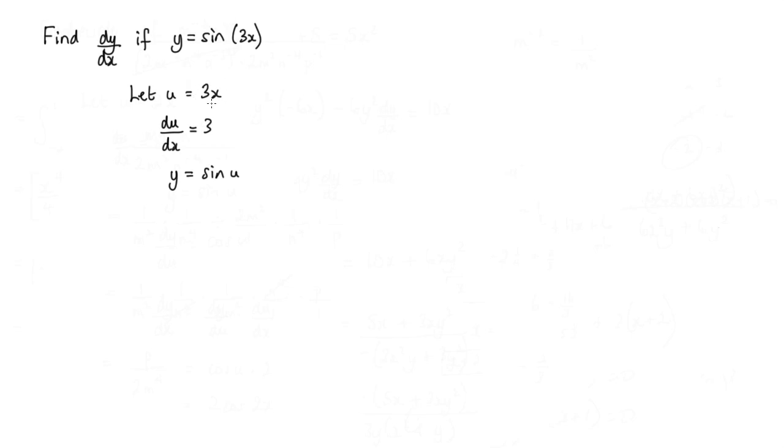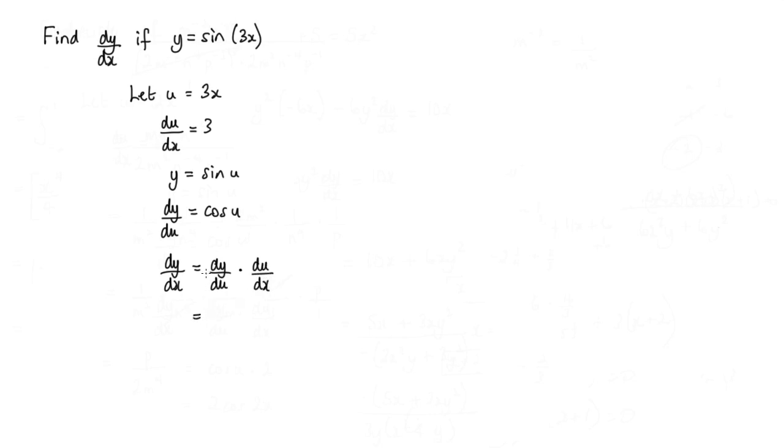So just popping that substitution in here for u. And dy by du, so differentiating sine u, we get cos u. Now we want dy by dx. So using the chain rule, that would be dy by du multiplied by du by dx.